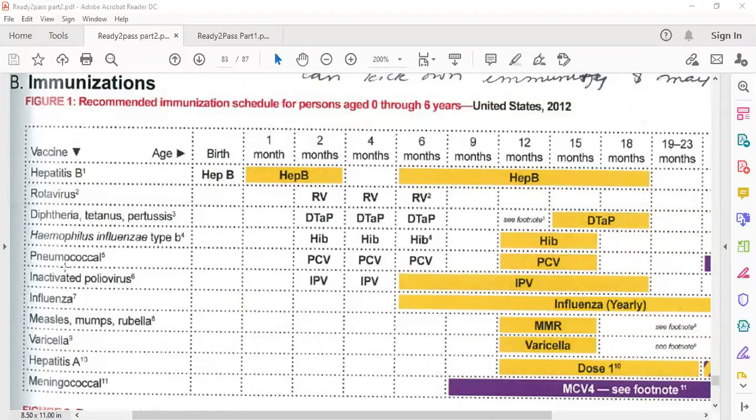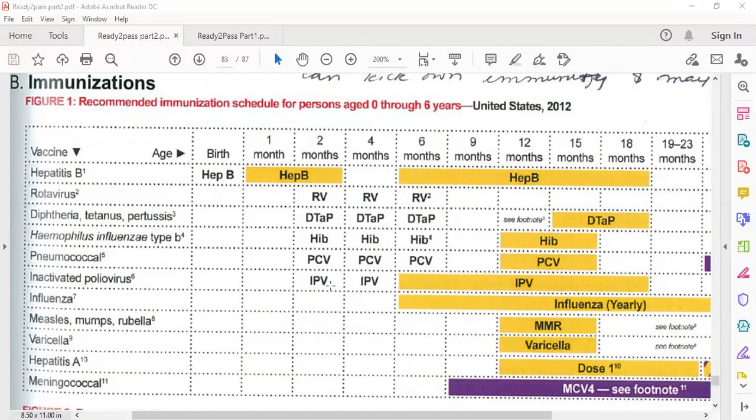So, as I told you, we give the PCV vaccine to prevent pneumococcal infection. For the PCV vaccine, there are 4 doses: first dose, second month, second dose, 4 months, third dose during the 6th month, and the final dose during 12 to 15 months, like the Hib vaccine.